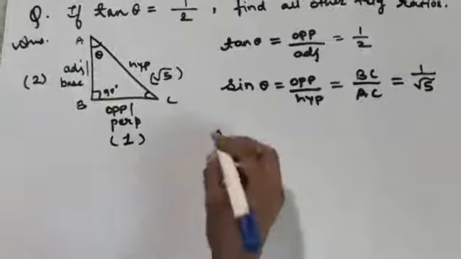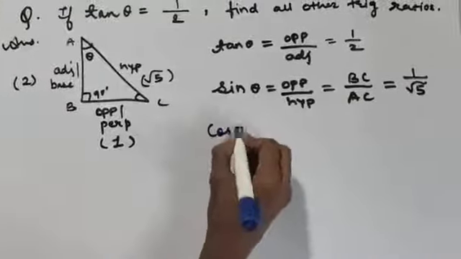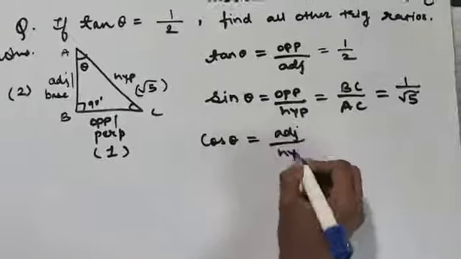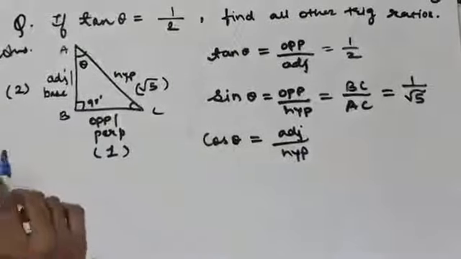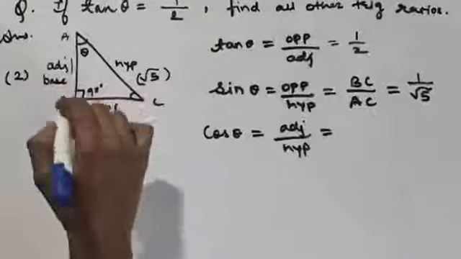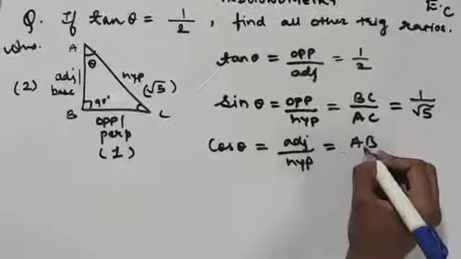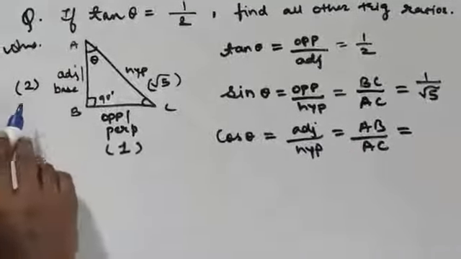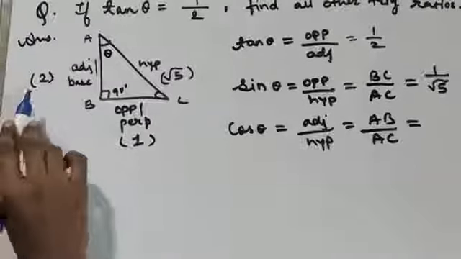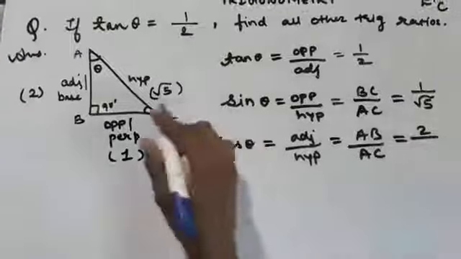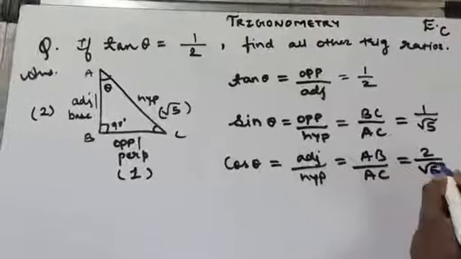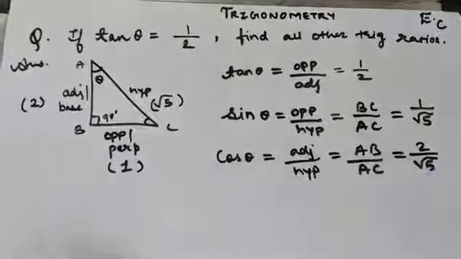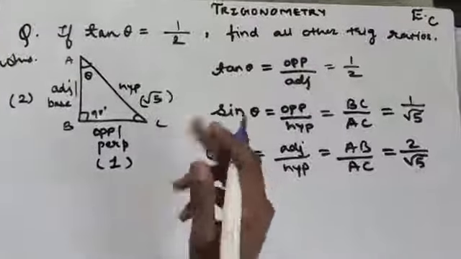Similarly, cos theta, which is given as adjacent side upon hypotenuse. Here the adjacent side is side AB and hypotenuse is side AC. So what is the measure of the adjacent side? 2, and hypotenuse is root 5. So cos theta will be 2 upon root 5. Tan theta, we already have tan theta.